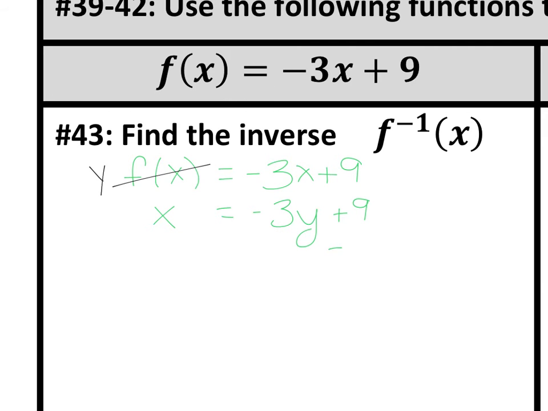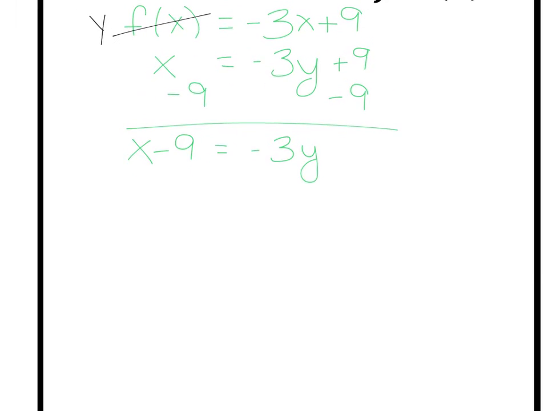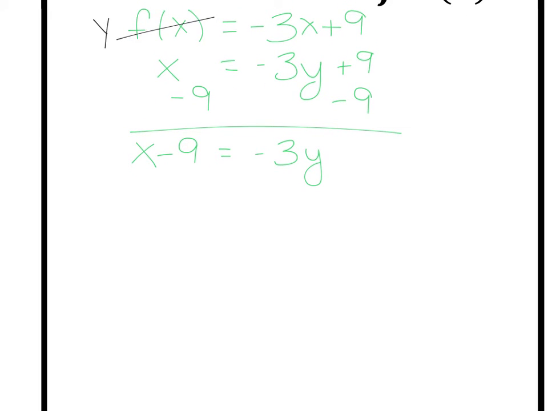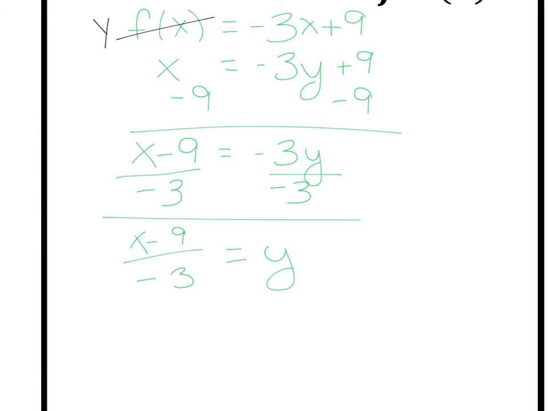Okay, so to get y by itself, we subtract 9 from both sides. This says x minus 9 equals negative 3y. And the last thing we have to do to solve for y is divide both sides by negative 3. You have a choice of whether you are going to divide the whole left by negative 3 or the individual terms. And we can just leave it as the x minus 9 over negative 3 equals y.